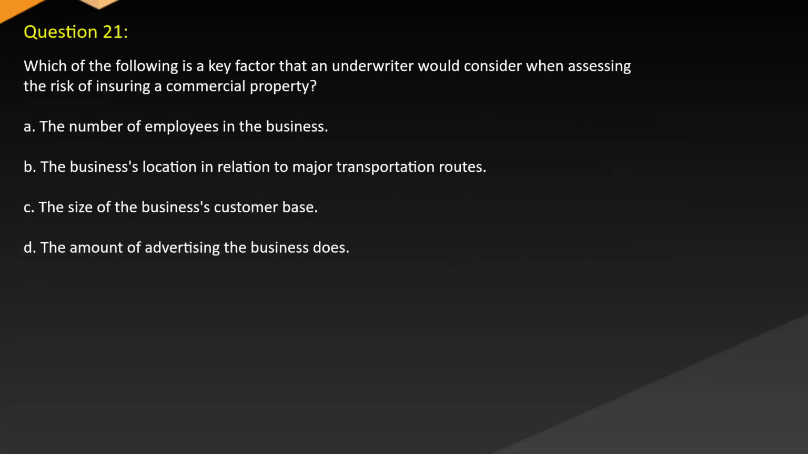Question 21. Which of the following is a key factor that an underwriter would consider when assessing the risk of insuring a commercial property? A. The number of employees in the business. B. The business's location in relation to major transportation routes. C. The size of the business's customer base. D. The amount of advertising the business does.